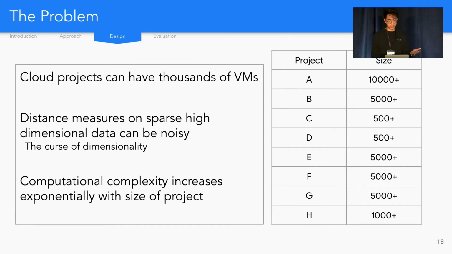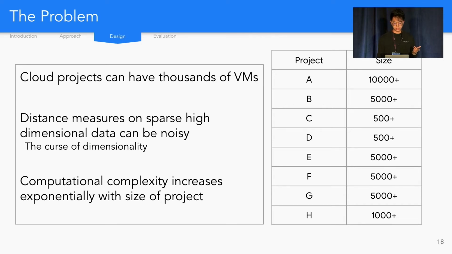Cloud projects can be large. The table on the right shows the size of projects we analyzed in the paper. You can see that a project can have a large number of VMs. This means that each VM can have a large feature vector. Distance measures on this sparse, high-dimensional data can be very noisy, which is usually known as the curse of dimensionality.